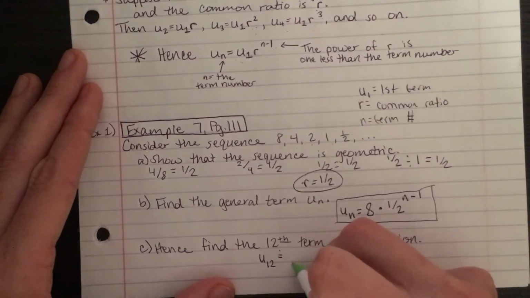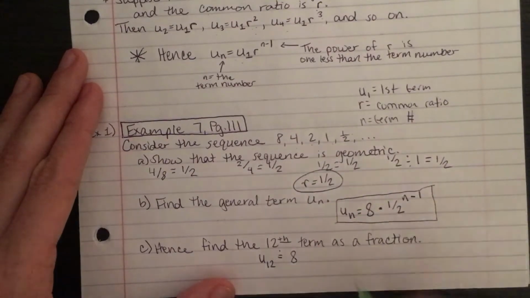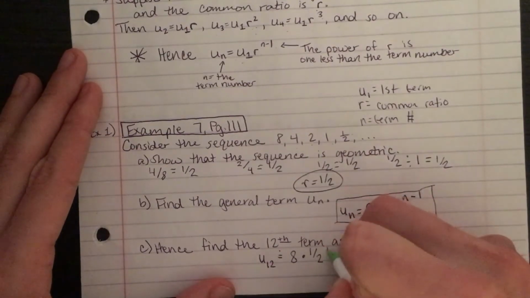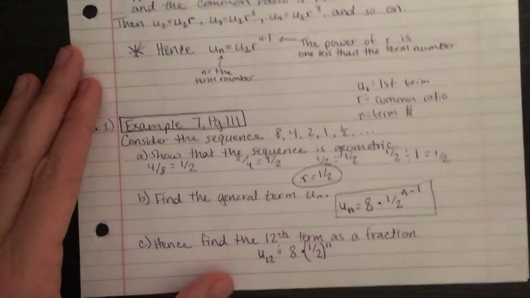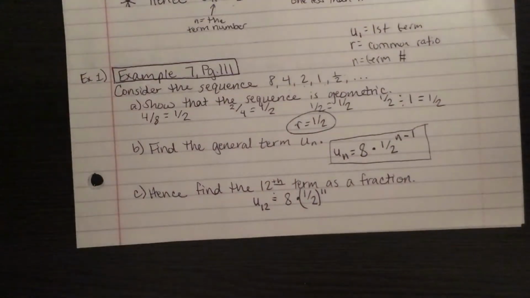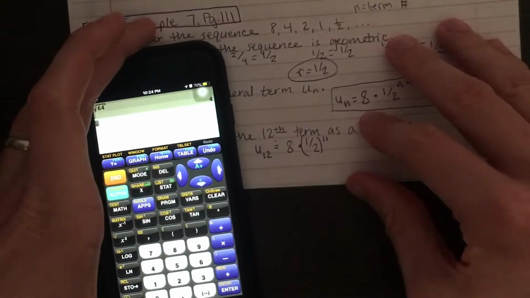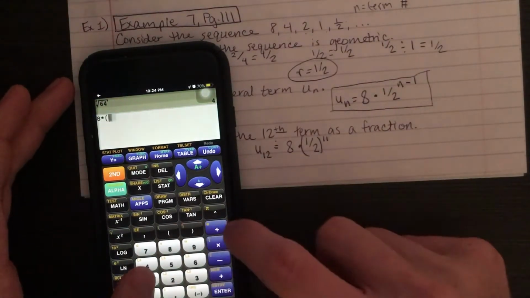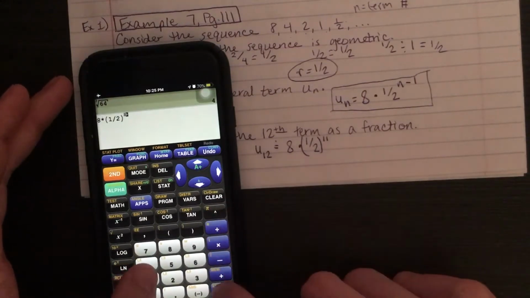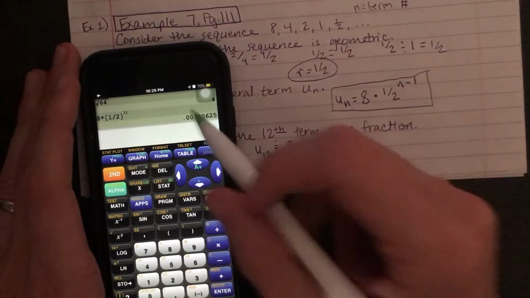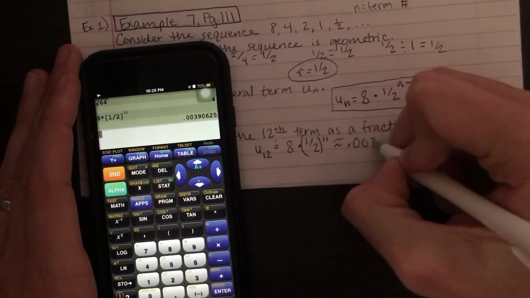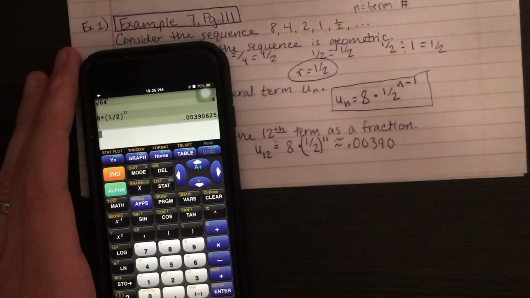We know that the first term is 8, and if I'm going to find the 12th term here, I'm going to have to multiply by 1/2 11 times. So I'm going to bust out my calculator real quick. And I'm going to say, all right, 8 times 1/2 to the 11th. And it is approximately 0.00390, just rounding to 3 sig figs there.